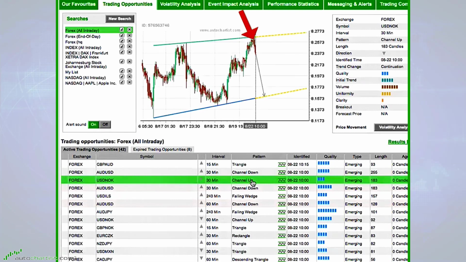Now, we simply try to find patterns that have a nicely defined range that have just bumped off the support or resistance line, that has a reasonable distance to cover until it reaches the opposite boundary.